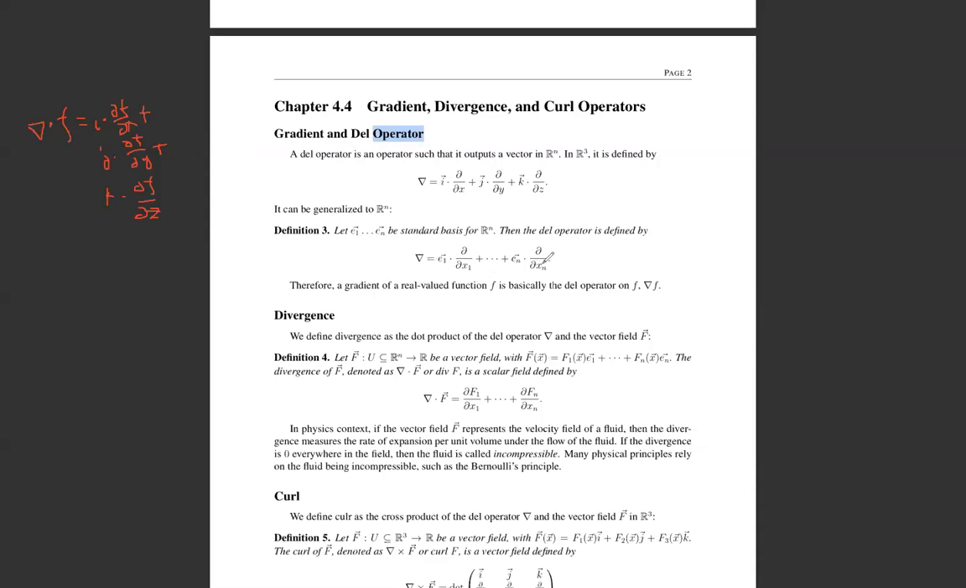So in general, for Rn, this is what it will look like, except in this case, the standard basis is represented using e1 to en. And this is the operator such that it returns the first partial, and this returns the nth partial. Okay. Any questions?